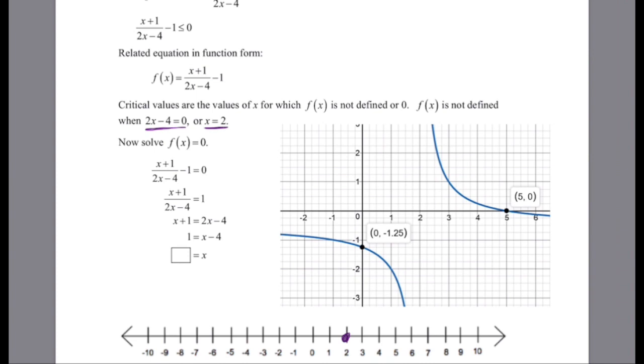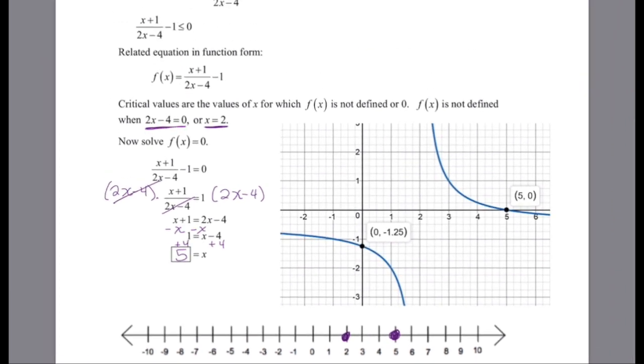Another critical value is when I set it equal to 0 and solve. So I'll add 1 to both sides, multiply both sides by 2x minus 4, so I can eliminate my common binomial here. I now have x plus 1 on the left, and when I distribute 1, we have 2x minus 4. I'm going to subtract x so that I have 5 is equal to x. Add 4, so x is 5 is another critical value.